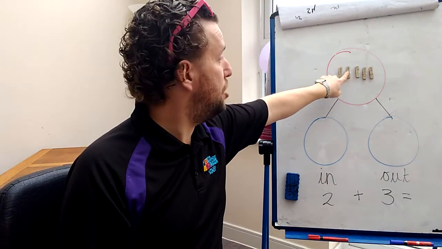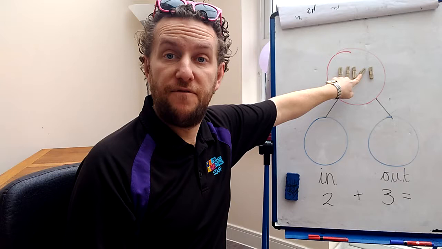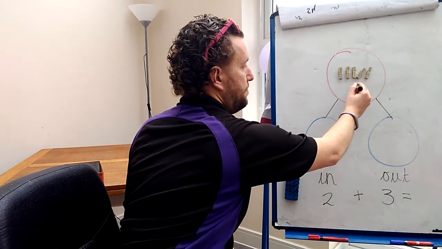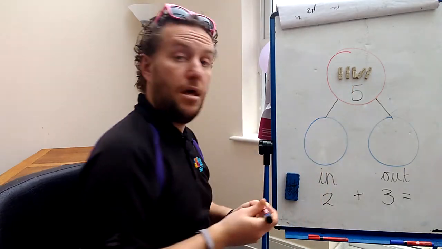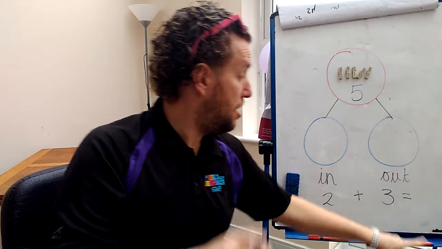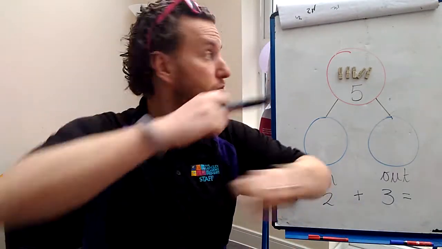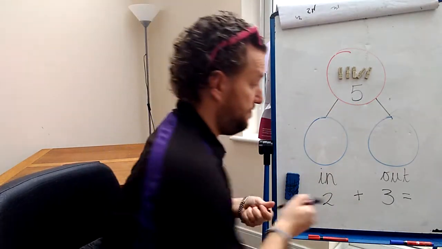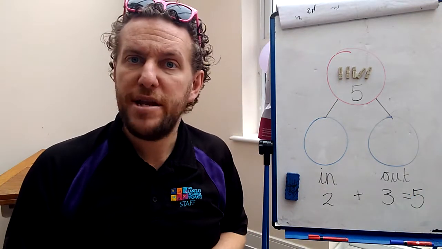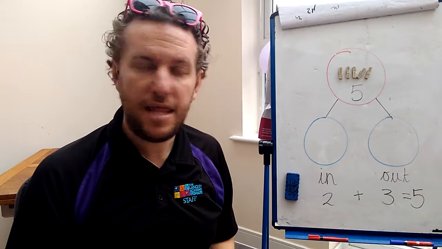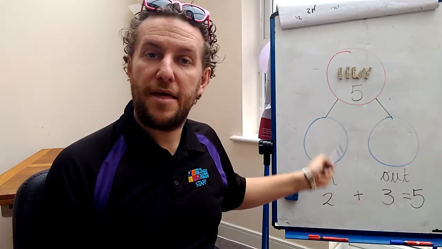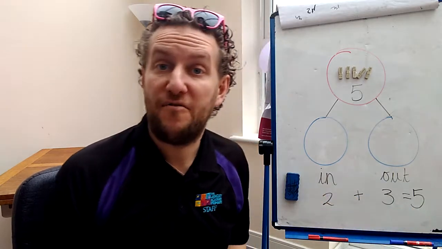1, 2, 3, 4, 5. So there were 5 altogether. So I must know now that 2 add 3 equals 5. There we go. So I know that I must have thrown 5 altogether, because 2 went in, 3 were out, and altogether that equals 5.